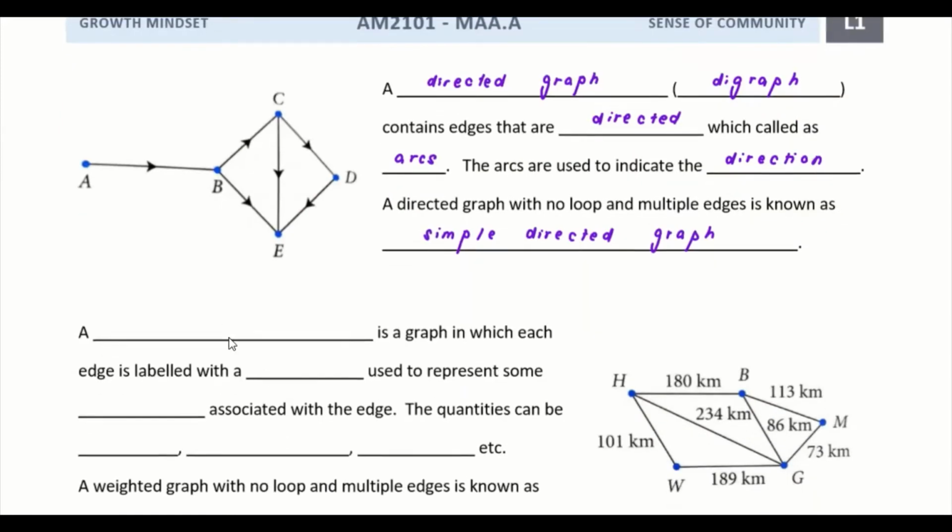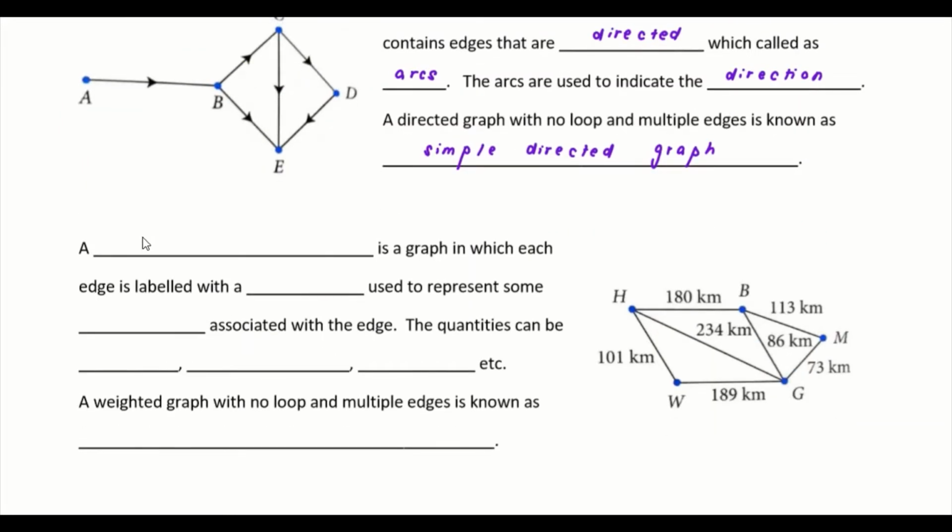Okay? Then the last one that we have here is called the weighted graph. So this is one of the graphs that is very important in application as well. For this graph, each edge will be labeled with a number, or in this case we just call it a weight. A number that you can see here, for example 180, 113. All these are known as the number or the weight.